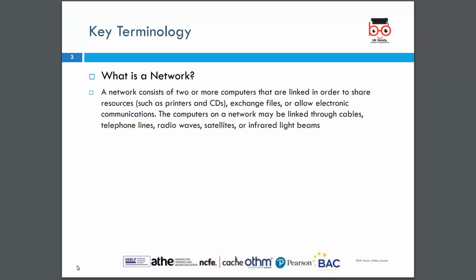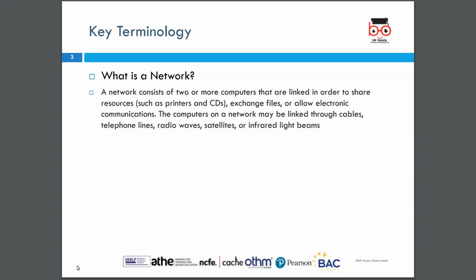So we already gave a definition of how data communicates and how information is transmitted from a local area network to a wide area network. So as we can see here, we do have a definition for network where it shows that the network simply will consist of 2 or more computers which are linked in order to share resources and also exchange files, which will now allow electronic communication.